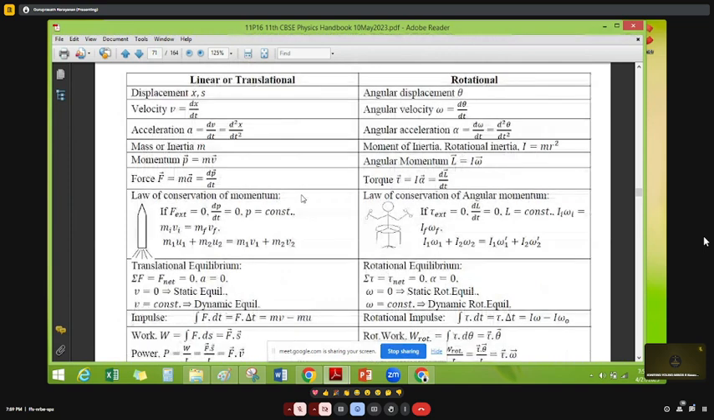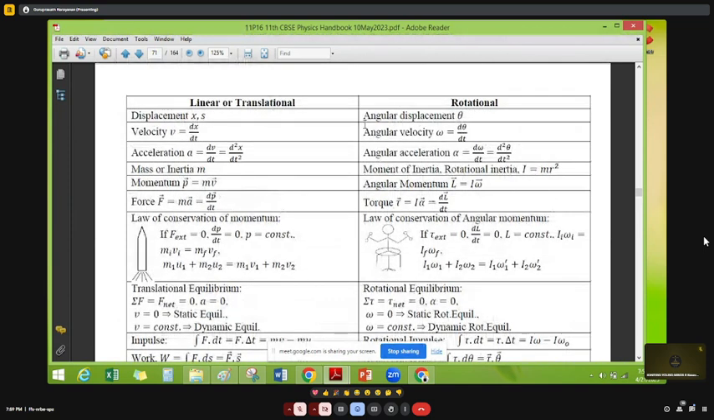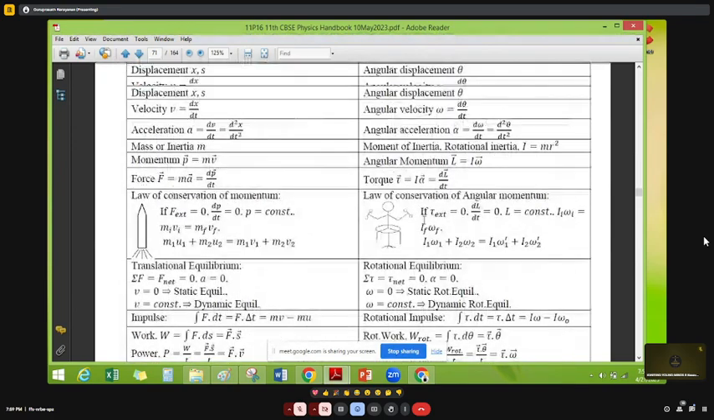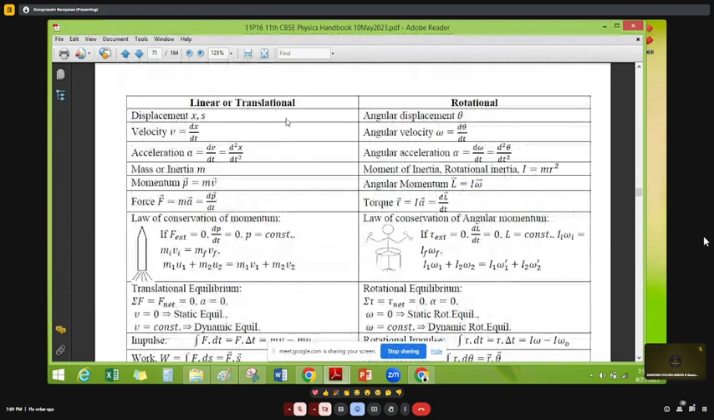This is a very important table. Okay, so we can compare the linear motion and the rotational motion. So everything is kind of documented here. Okay. So displacement means angular displacement. Velocity means angular velocity. dx by dt becomes d theta by dt. Acceleration is dv by dt. Here it will be angular acceleration, d omega by dt.